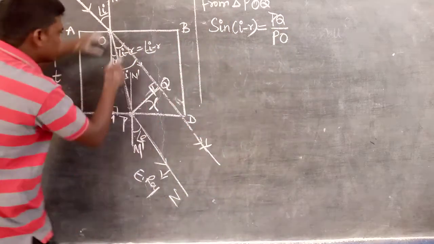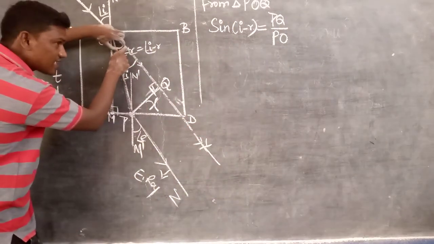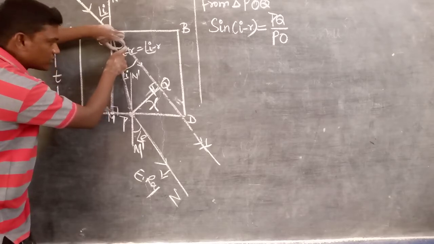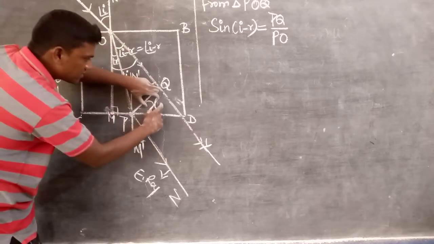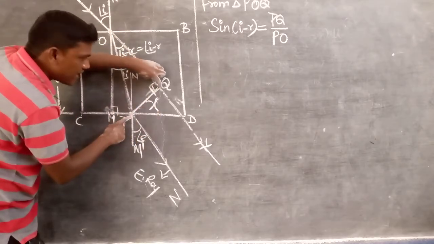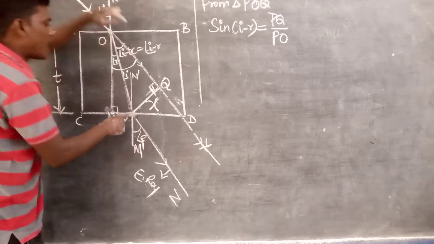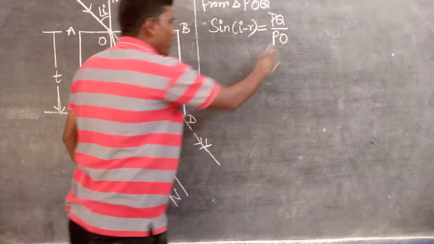Listen very carefully. This is the angle. The sin theta formula, according to the trigonometric function, is opposite side by hypotenuse. For this angle, the PQ line is the opposite and PO is the hypotenuse. That's why PQ upon PO.